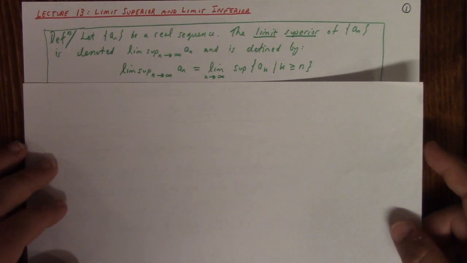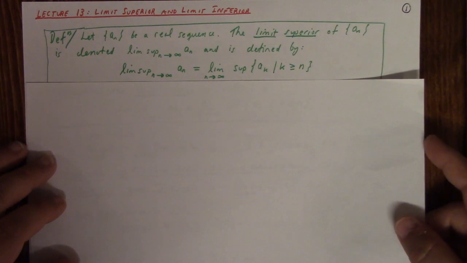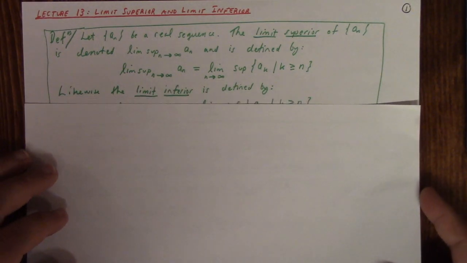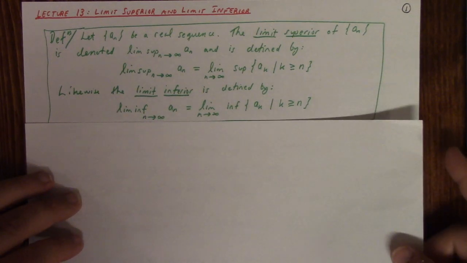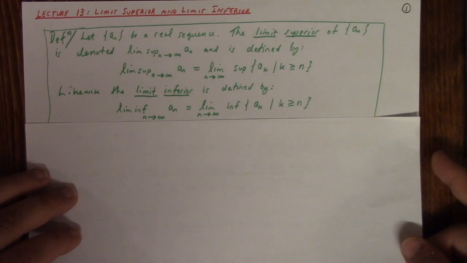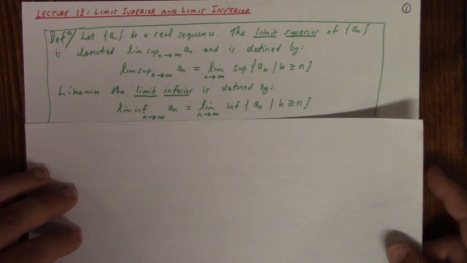It's defined by the limit as n goes to infinity of the supremum of the part of the range that is beyond n. And likewise, the limit inferior is the liminf of a_n, which is the limit as n goes to infinity of the infimum of the part of the range which is beyond n.